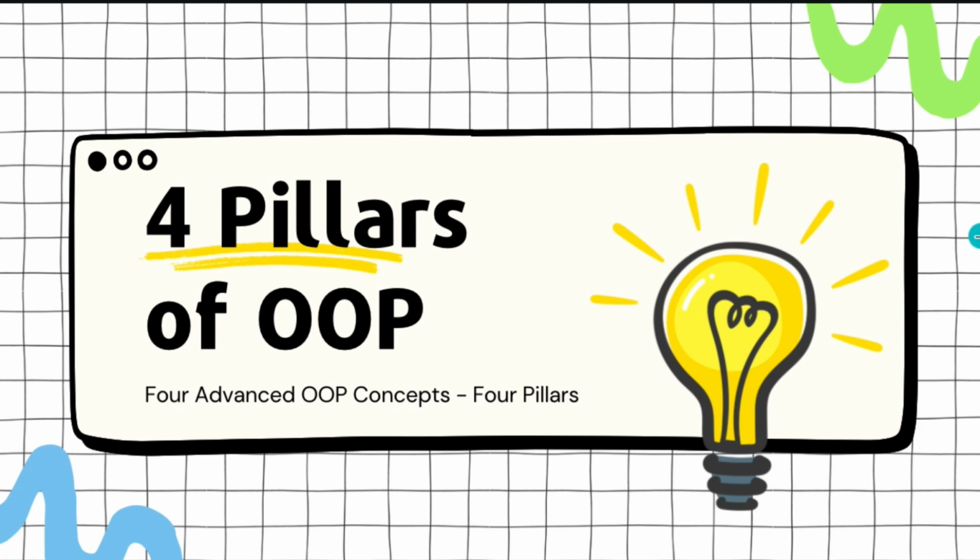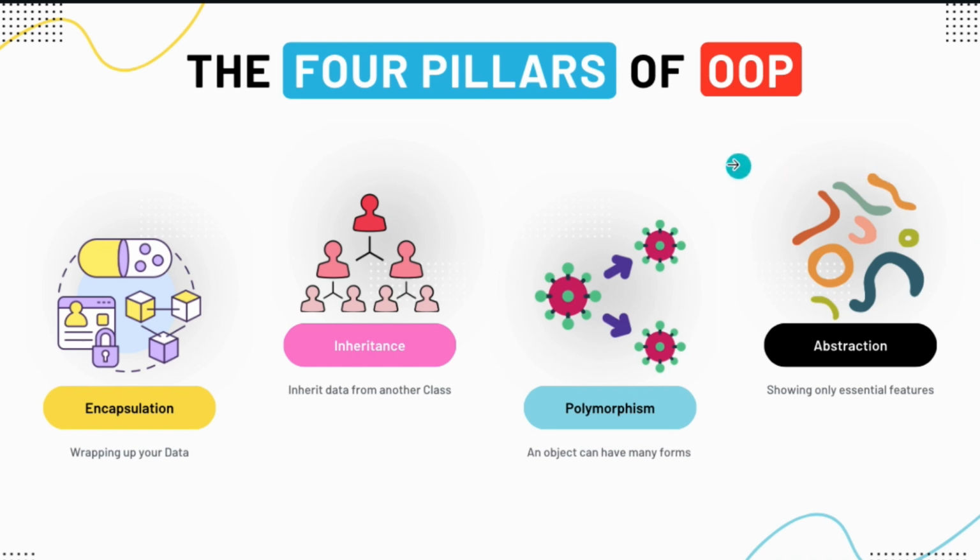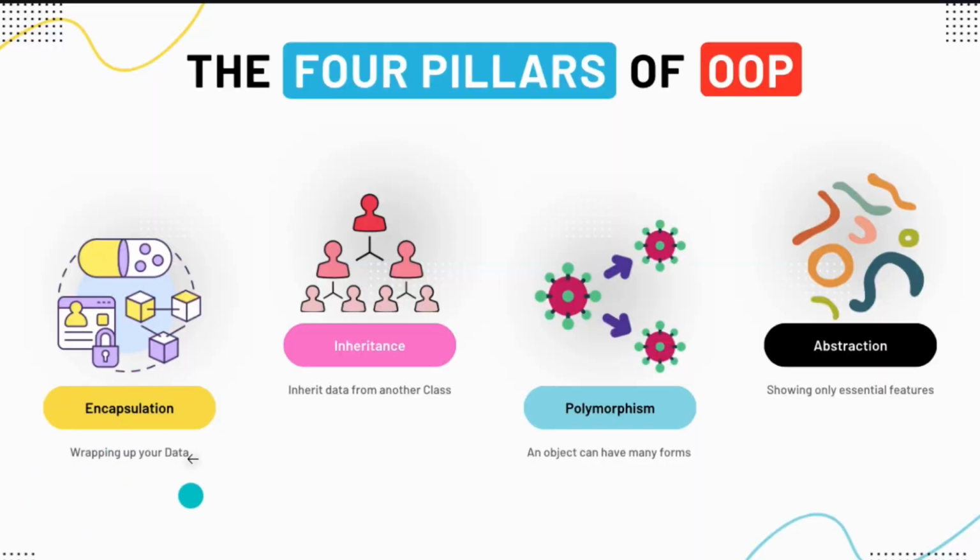We need to address what these 4 pillars of OOP are. Now, the 4 pillars of object-oriented programming, as I mentioned, we have encapsulation. Okay, now I just put the really basic terms. I'll break it down further in a few minutes. Encapsulation really is just wrapping up your data. Okay, so all relevant data, we're just wrapping it up.